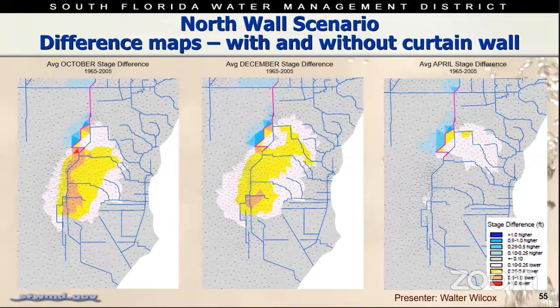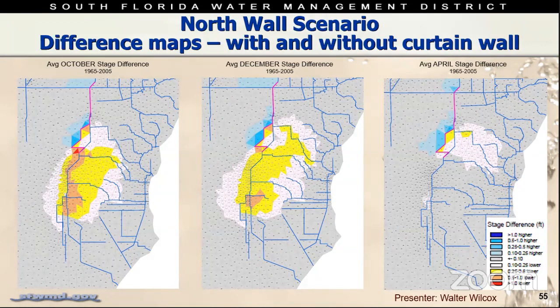If we look at the north wall configuration, this is a concept that's basically attempting to manage the seepage out of Northeast Shark River Slough, but doesn't put a wall in the southern part of the system along Taylor Slough or along the eastern boundary. And you can see that in this scenario, the spatial effects are again limited to the areas where the wall is in place. So you can see that the higher water levels in Everglades National Park are really upstream of where the wall is in place, adjacent to the 8.5 square mile area.